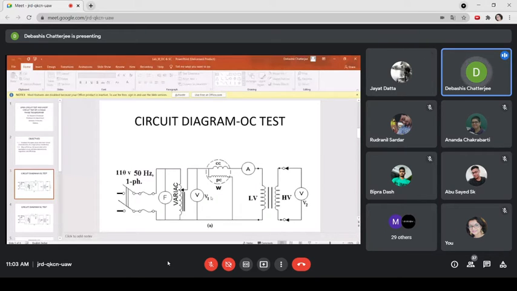Please respond so I know whether you can see it. So open circuit test, this is the circuit diagram. That means, as the name says, you have to connect the source and the load side will be open circuited, right?